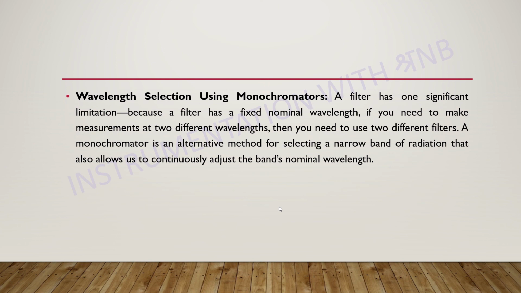But in case of filters, there is a limitation. A filter has a fixed nominal wavelength. If you need to make measurements at two different wavelengths, then we have to use two different filters. So an alternative method was discovered, that is a monochromator, for selecting a narrow band of radiation that also allows us to continuously adjust the band's nominal wavelength.